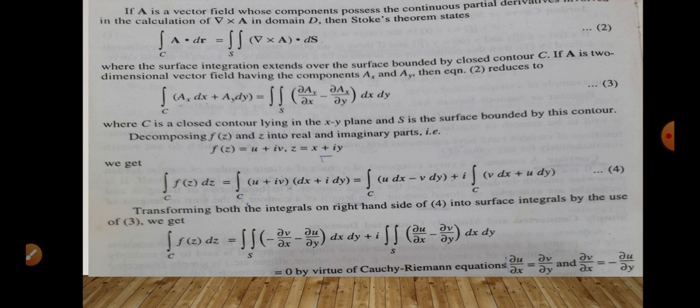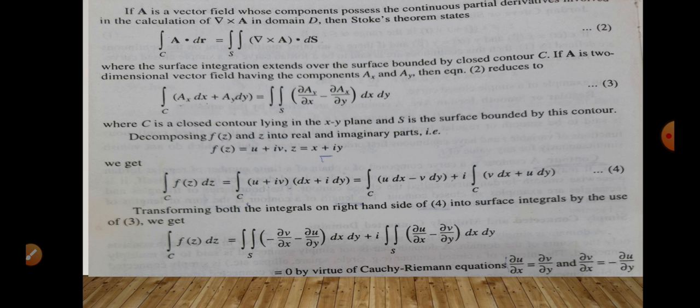If A is a vector field whose components possess continuous partial derivatives in the calculation of del cross A in domain D, then we have Stokes' theorem: the integral over C of A dot dr equals the integral over the surface of del cross A dot dS, where the surface integration extends over the surface bounded by closed contour C. If A is a two-dimensional vector field having components Ax and Ay, then equation 2 reduces to the following form.